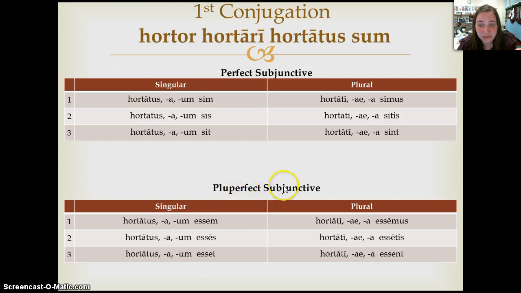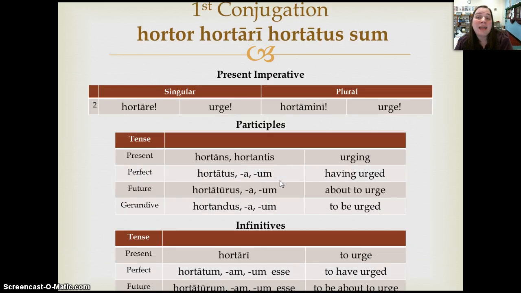Perfect subjunctive and pluperfect subjunctive form exactly like you would expect it to: fourth principal part, or maybe more accurately, I should say perfect passive participle, plus sim, sis, sit, simus, sitis, sint, and essem, esses, esset, essemus, essetis, essent. Okay? Again, this is where we get to the imperatives, participles and infinitives, so important information for you guys.